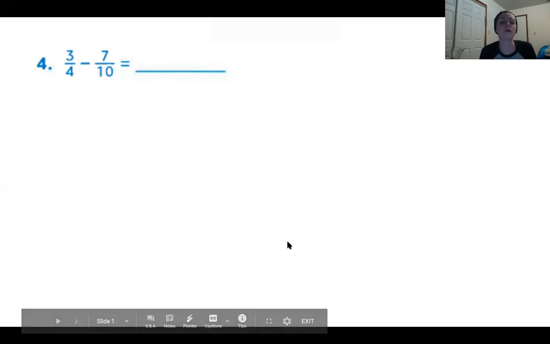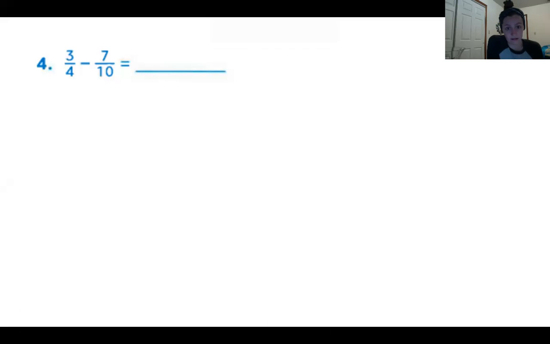Okay, so number 4 on day 3 looks like this: 3/4 minus 7/10. The first thing we have to do to solve a fraction subtraction problem when there are unlike denominators is find a common denominator. We need to make this bottom number the same. One thing I always like to check first is, can my smaller denominator fit into the larger one? Unfortunately, it cannot. So we're going to have to list out the multiples, which is okay. It just takes a little bit more time.